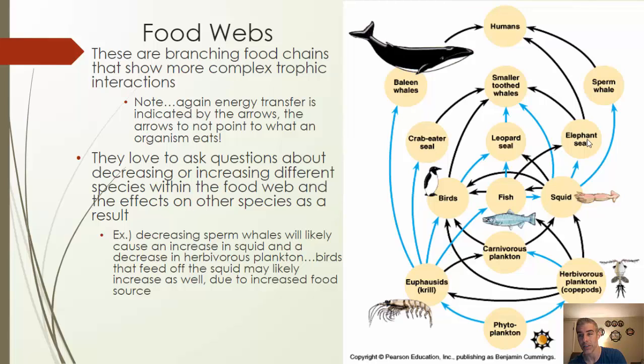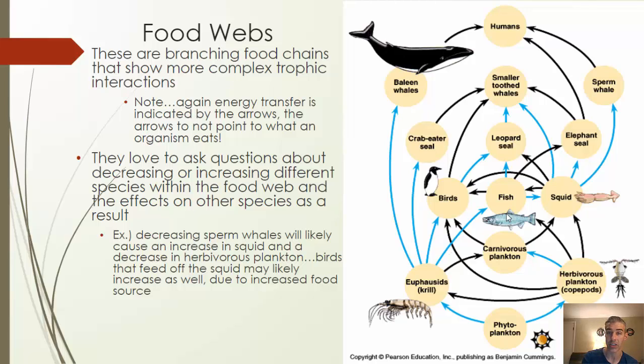The elephant seals may decrease in size. And if the elephant seals decrease, then maybe squid will increase. And the fish will increase, not size in terms of size, but population size, because there's nothing to eat it, right? And we're going to talk about those things, called trophic cascades, soon.